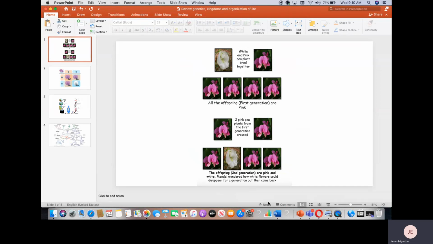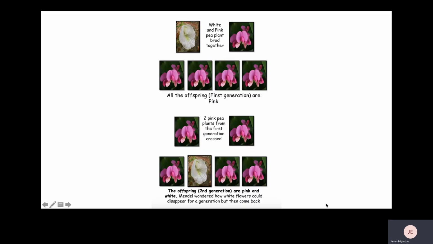I think we need a little bit of review on what Mendel did, what his experiment was, and homozygous, heterozygous. You need to understand what I'm saying with those words. They're big words, but realistically, they're fairly straightforward.